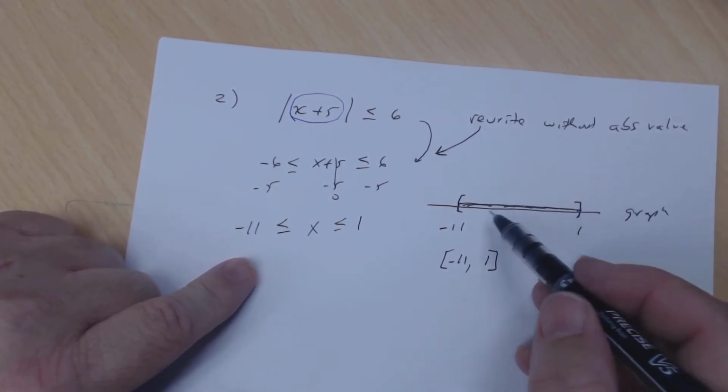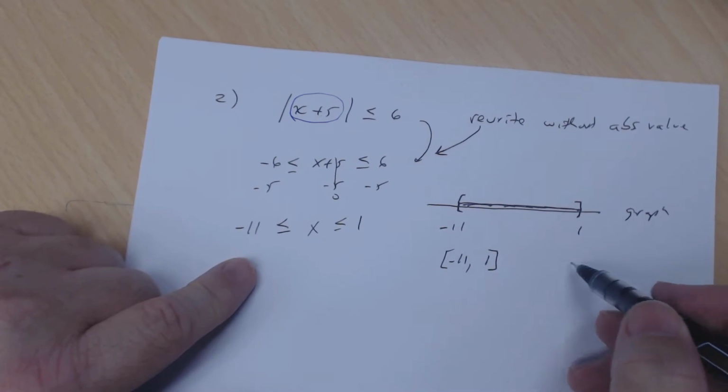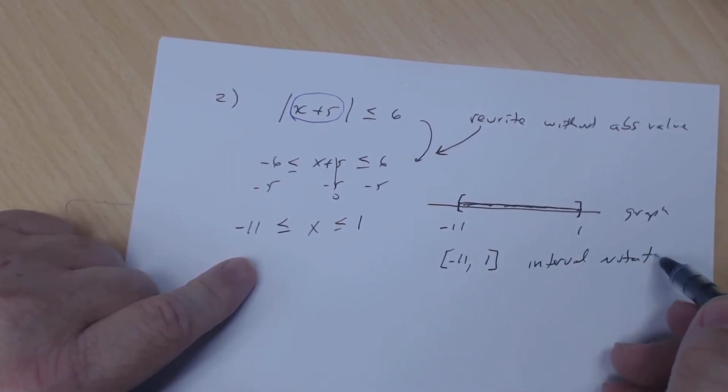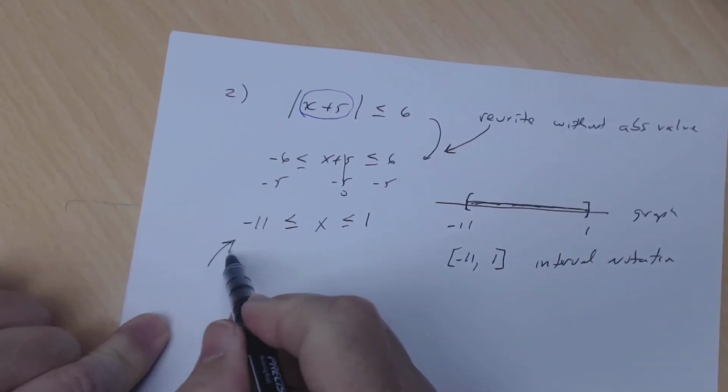So remember, you graph the solution set. So my solutions are between negative 11 and 1. And this is interval notation. And this right here is inequality notation.